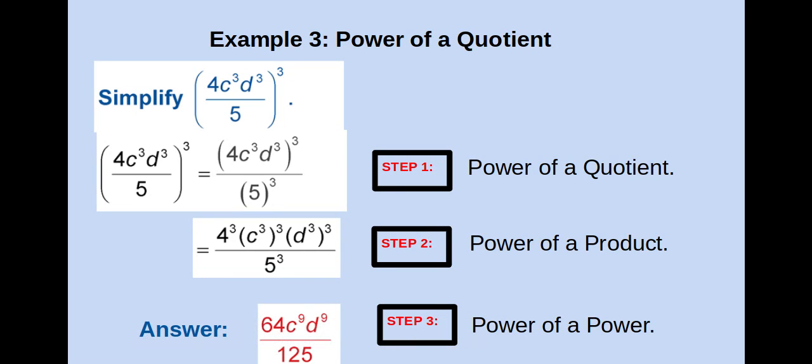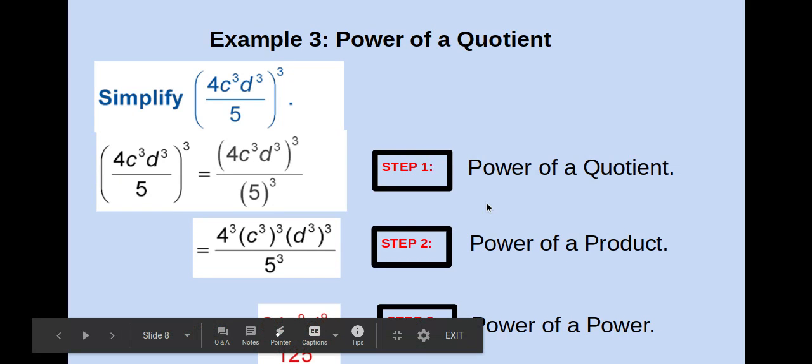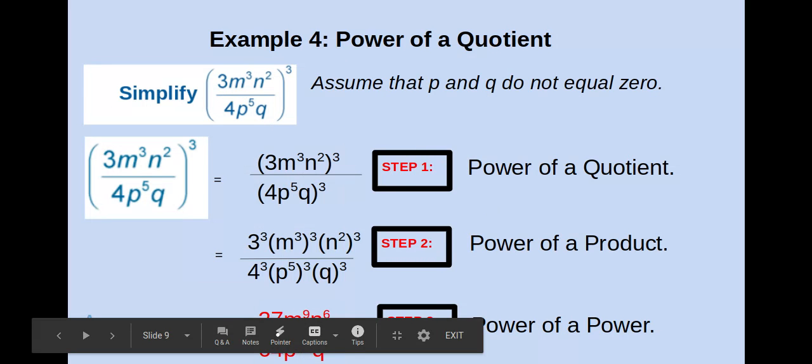And now for our third step, power of a power, which will be 64, c to the ninth, and then d to the ninth, all divided by 125. So that's power of a power, and that's our answer, 64 c to the ninth, d to the ninth, divided by 125. So that's our first example for power of a quotient.